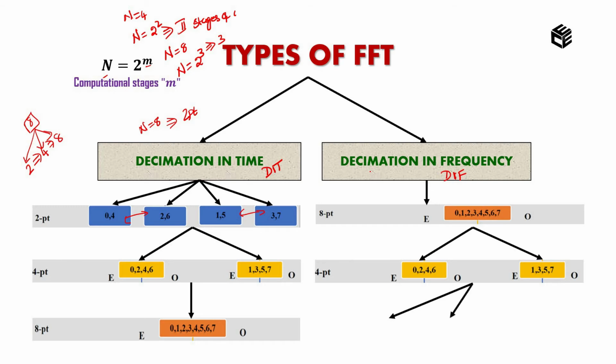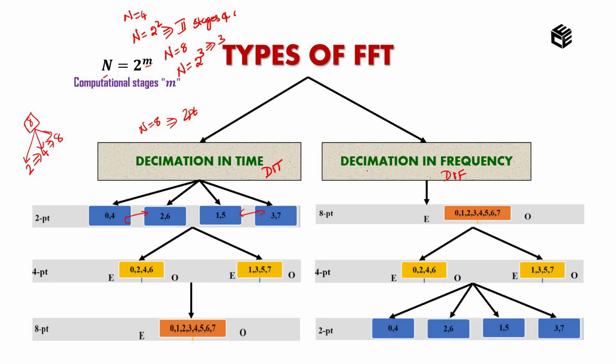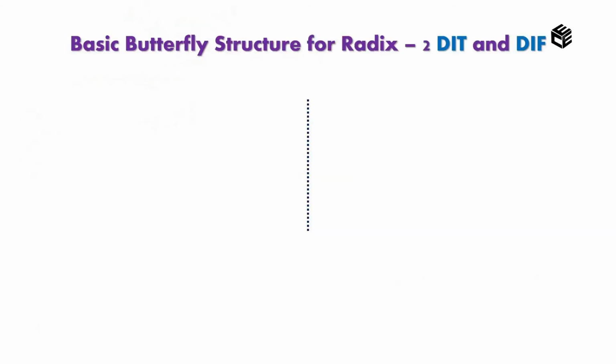Next, it will get split into 4 sets of 2-point sequences. Understood? Now let's see the basic butterfly structure for radix-2 DIT and DIF. Here I am going to consider a 2-point sequence, so we will be drawing a basic butterfly structure for a 2-point sequence.